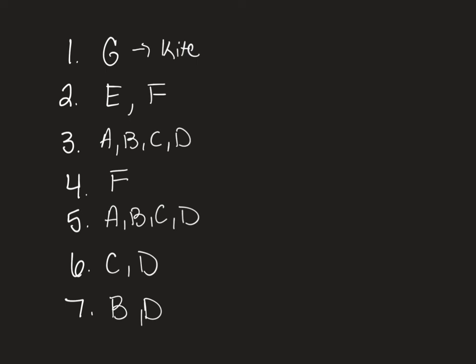Okay, number 8, only one pair of opposite angles are congruent. That is G. Right, so that's a kite. Right, so here's a kite. So this angle is congruent to this one.